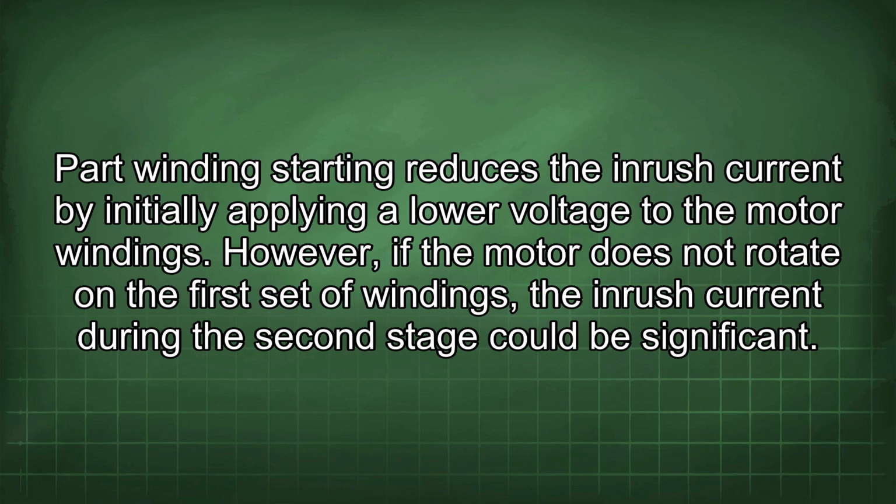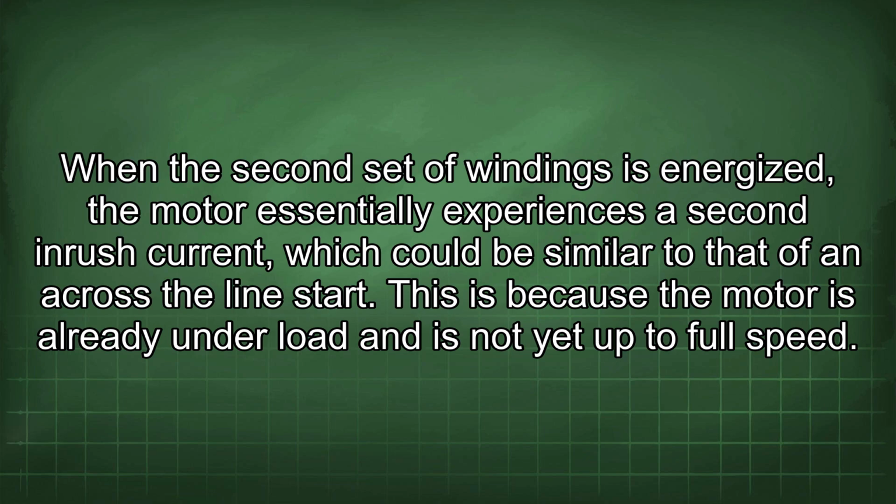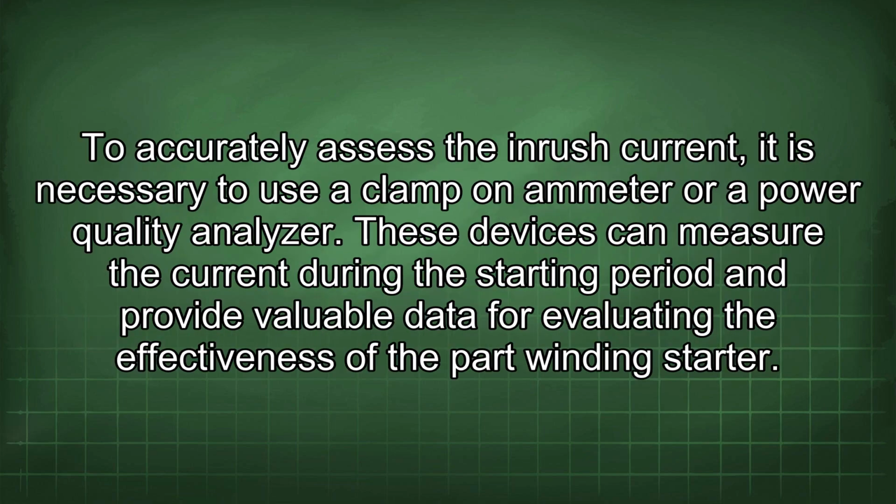However, if the motor does not rotate in the first set of windings, the inrush current during the second stage could be significant. When the second set of windings is energized, the motor essentially experiences a second inrush current, which could be similar to that of an across-the-line start. This is because the motor is already under a load and is not yet up to full speed.